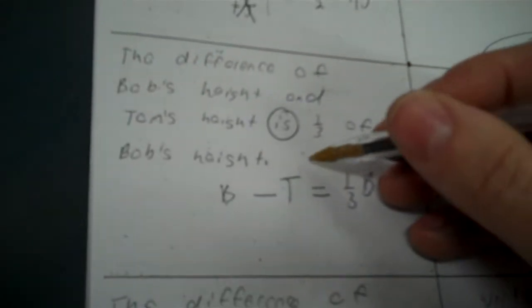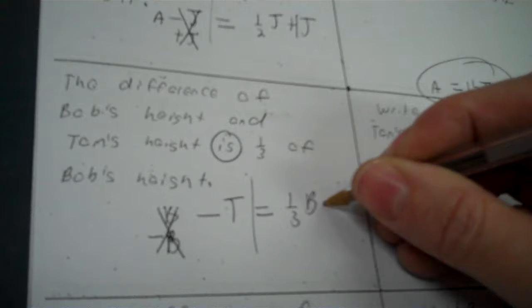We have to get Tom's height by itself, okay? So I have to get the T by itself. Well, here's the deal, okay? We're going to subtract the B. The B's positive. See, up here the J was negative, so I would add that. But here the B's positive, so we're going to subtract B and just put that after it, okay?